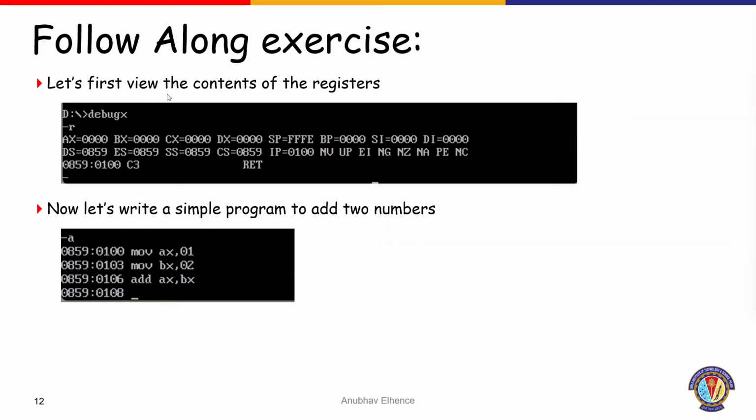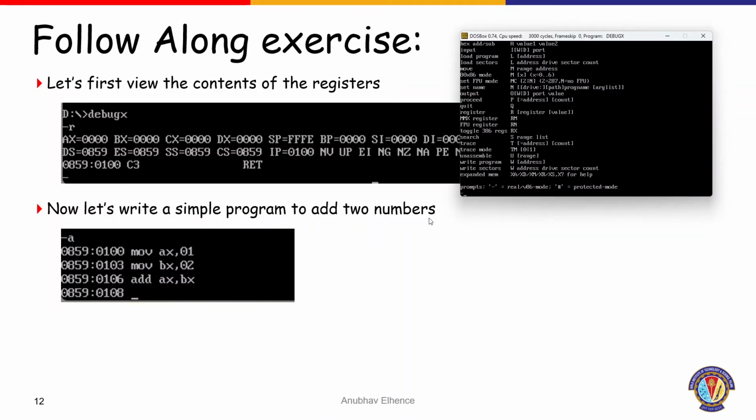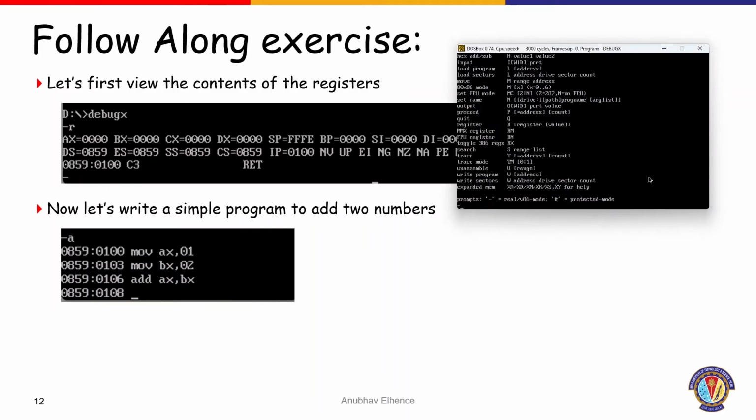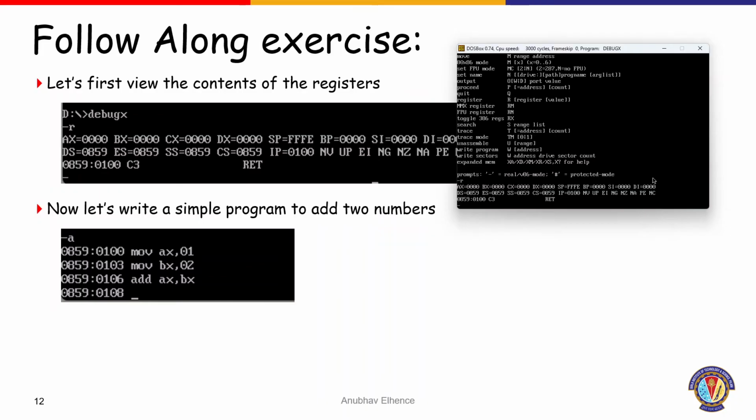So let's first view the contents of the register. So this we have already done just now. Let's do it again. R and enter. So here you see the AX, BX, CX, DX, all the registers, even the flag registers are here. What each of these flag registers are, you'll come to know as we progress along.